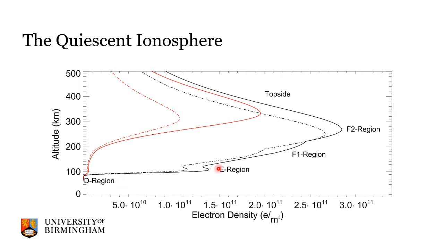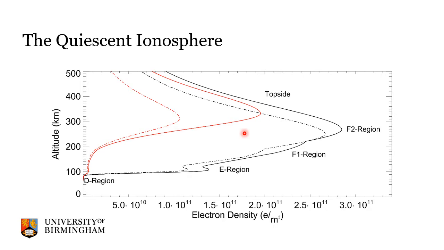Above that, we have the E region, which is mostly made up of molecular ions like N2+, O2+, and NO+. Above that, we have the F1 layer, which is the region where we have the maximum photoionization in the ionosphere. And finally, above that, we have the F2 layer, or the F2 region, which coincides with the maximum electron density, or the maximum plasma density of the ionosphere. Above this peak, the ionospheric electron density decays exponentially into a region we call the topside.